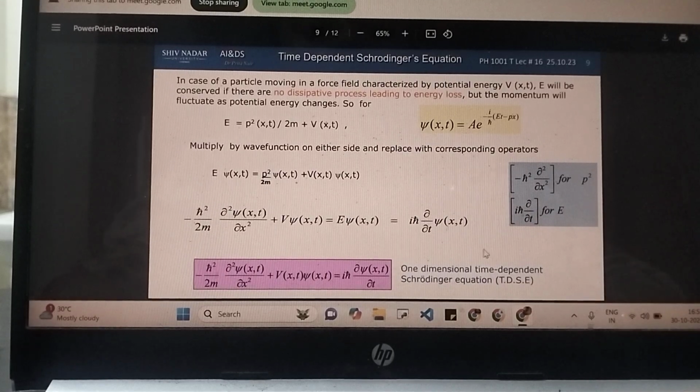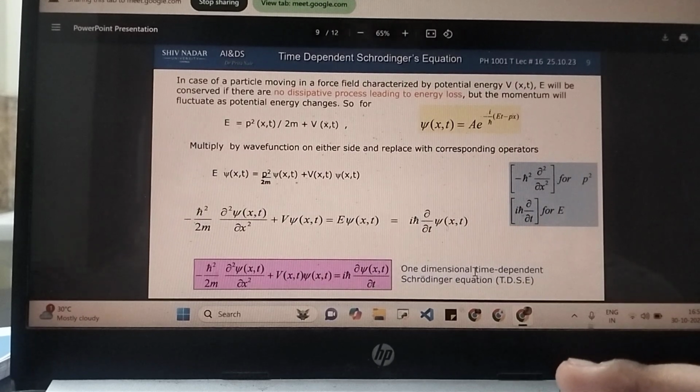So this is the time dependent Schrodinger's equation. This is again very similar to your time independent. You have a h cross squared by 2m term, you have a term of potential, and you have your wave function. The only extra thing here is that you have something in terms of t also, which makes sense because that was time independent, this is time dependent.